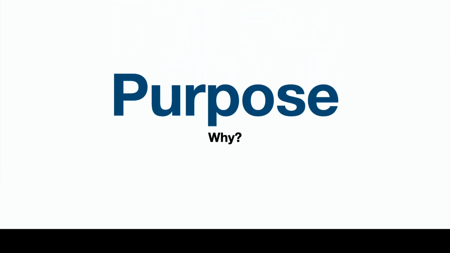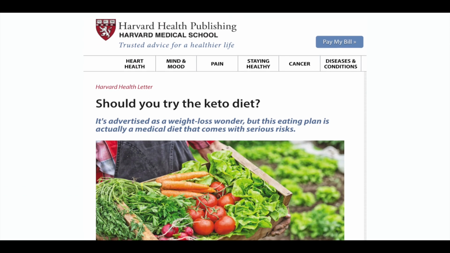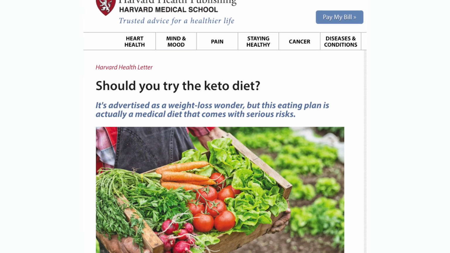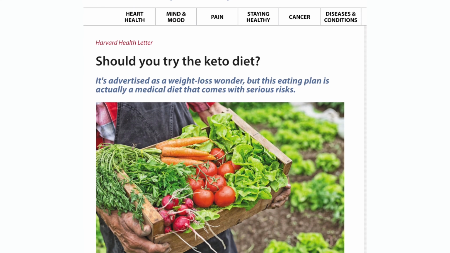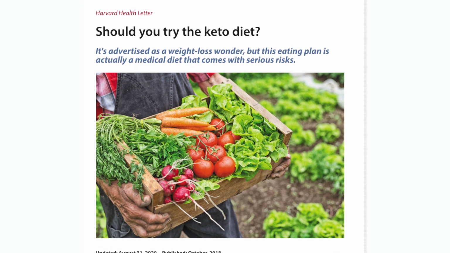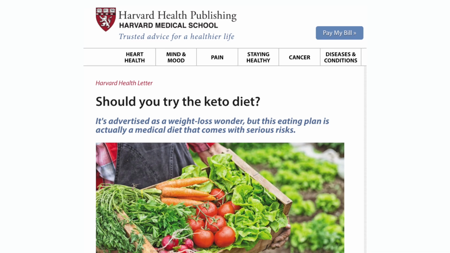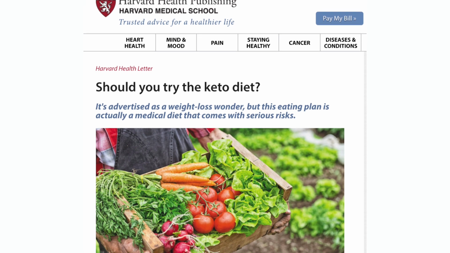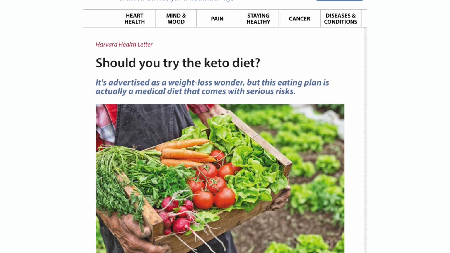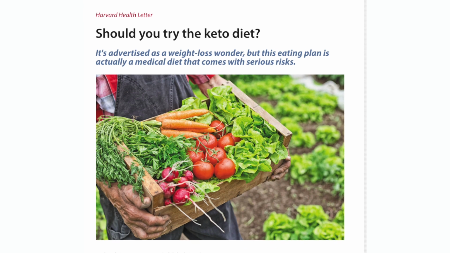Last, we've got purpose, or why the thing exists in the first place. Let's take a look at this Harvard Health publishing from Harvard Medical School, asking, should you try the keto diet? If I were to do a project on keto, I could use this to evaluate whether it would be a good or a bad idea based on the information that's provided.